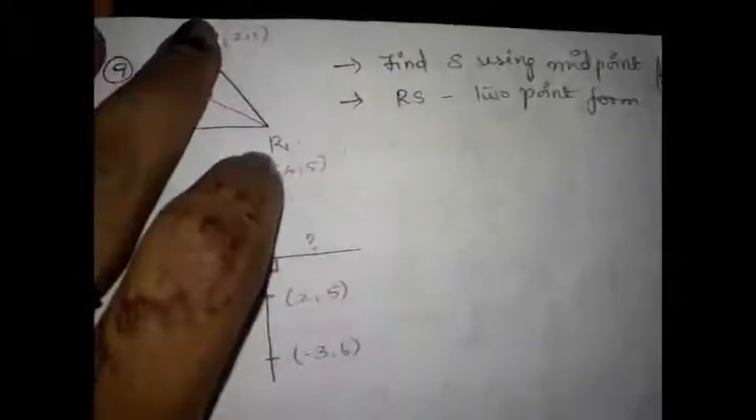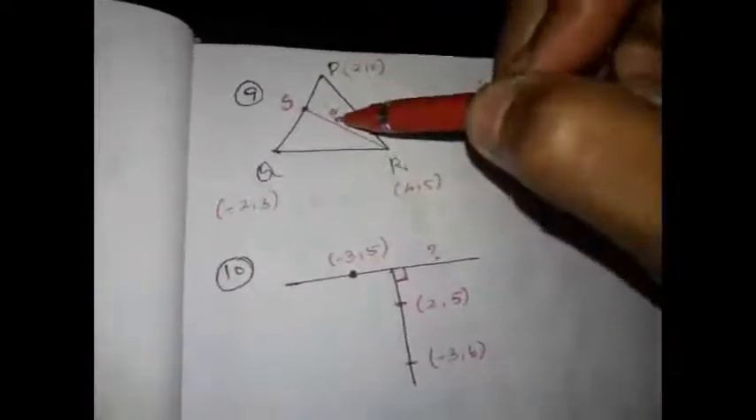The vertices of a triangle PQR are given. P is (2, 1), and Q and R are also given. All the 3 vertices are given. Find the equation of the median through the vertex R. Through the vertex R, a median is drawn. They asked you to find the equation of this median.